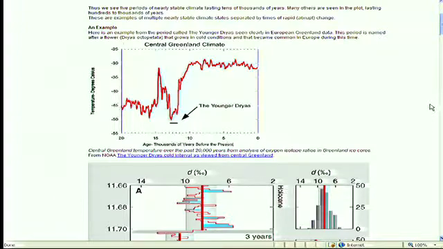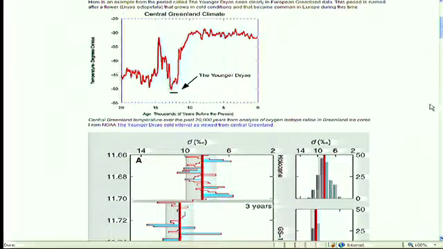What is that name? The Younger something? Younger Dryas is just the name of this period. Okay.